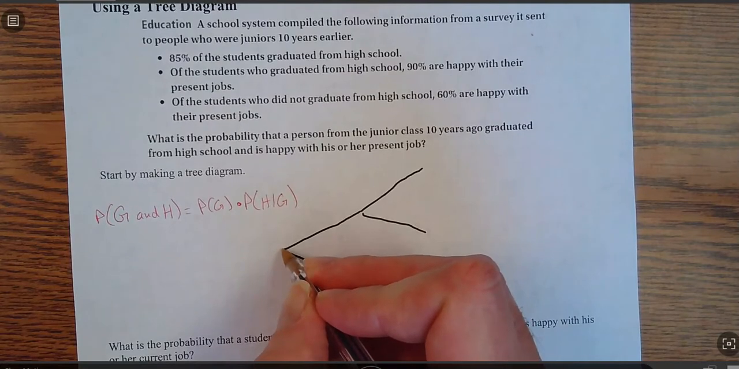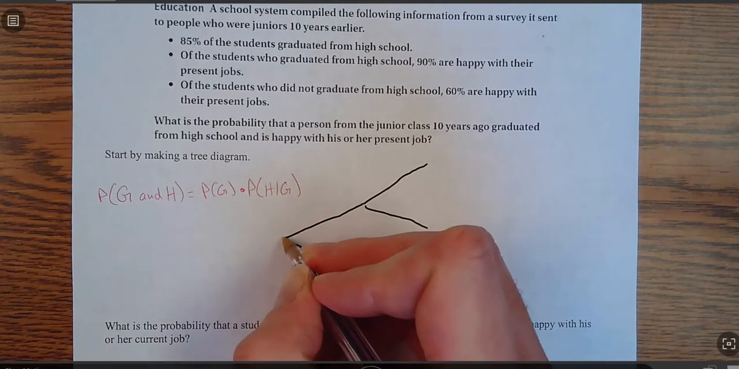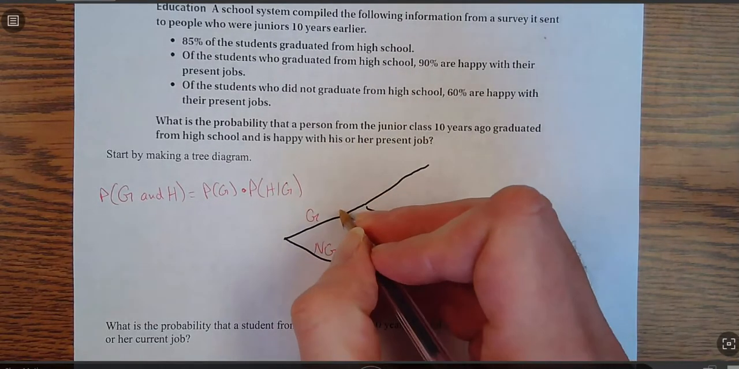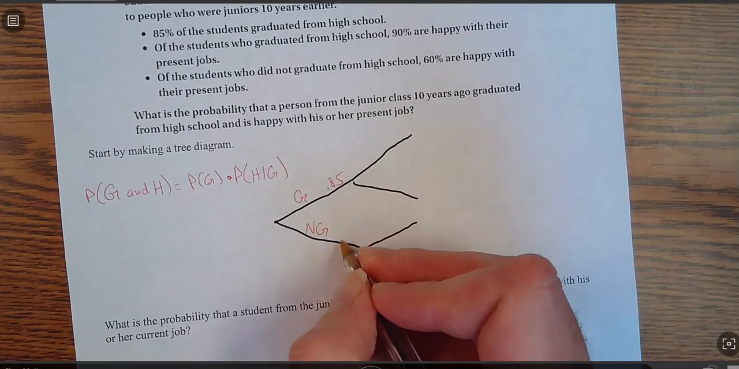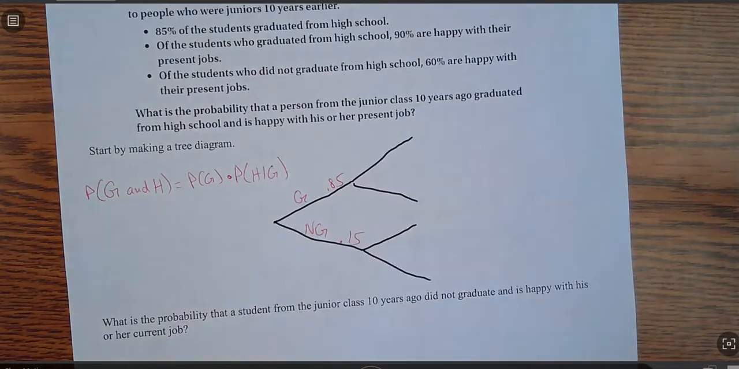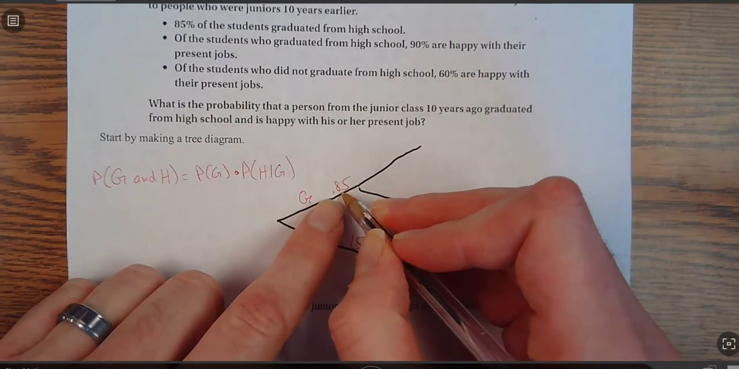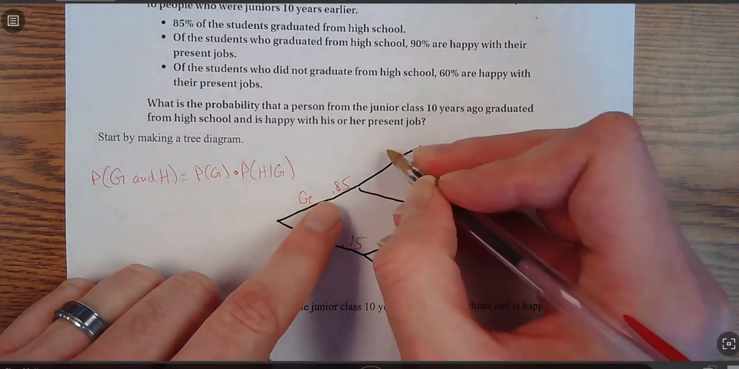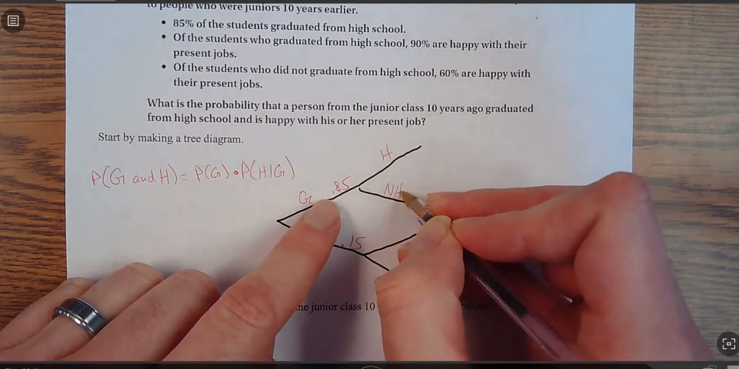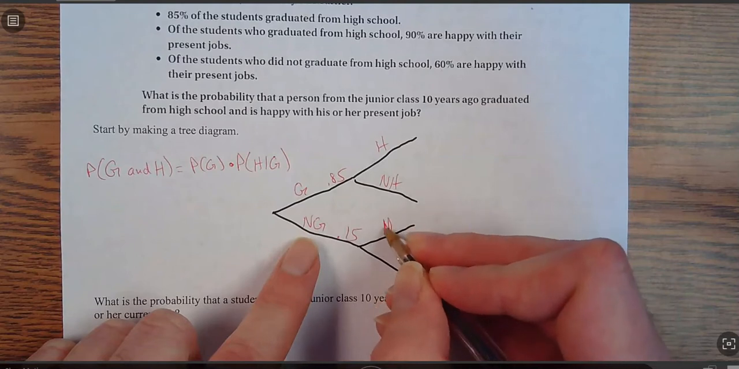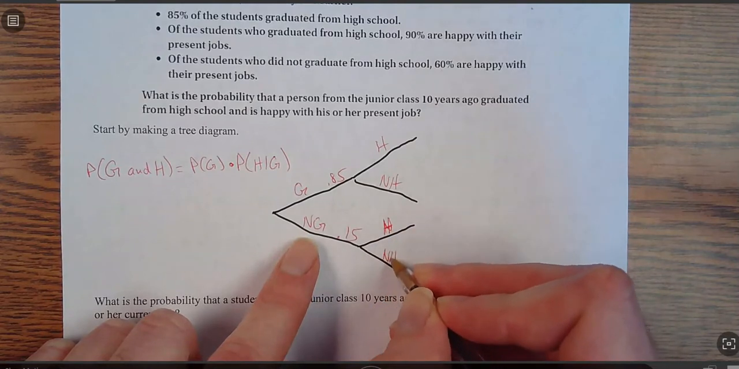So 10 years ago, they either graduated or they didn't. So they graduated or they did not graduate. And now 0.85 did, that means 0.15 did not. They didn't tell us that, but we can assume. Either you did or you didn't graduate. Of those who did graduate, the branches are happy, not happy. And then the ones who did not graduate, they are either happy or not happy.